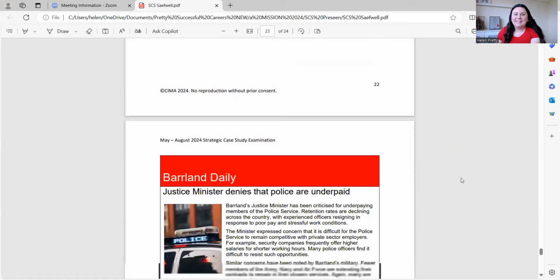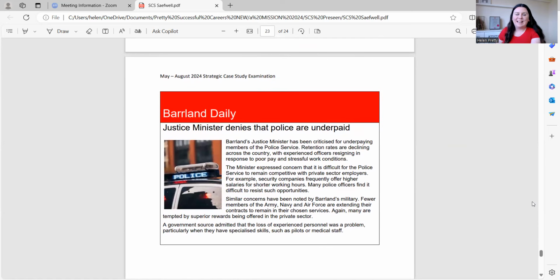That was page 22. Page 23, we have another Barland Daily News report. Justice minister denies that police are underpaid. Barland's justice minister has been criticised for underpaying members of the police service. Retention rates are declining across the country, with experienced officers resigning in response to poor pay and stressful working conditions. The minister expressed concerns that it is difficult for the police service to remain competitive with private sector employers.